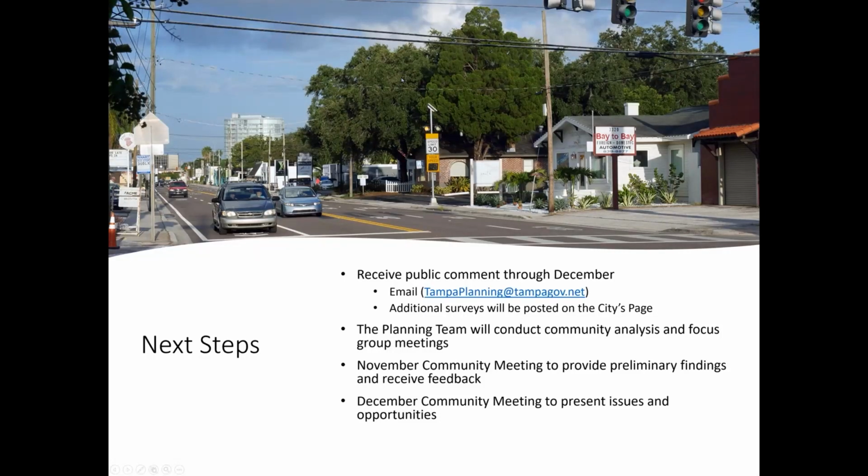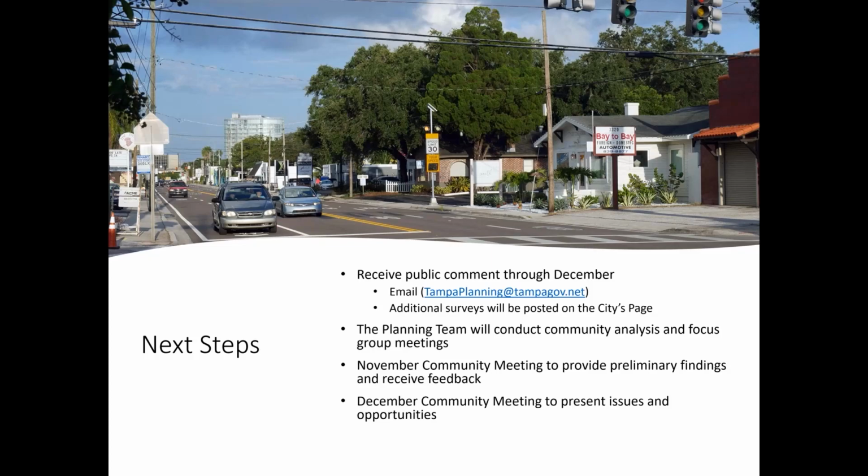Our next steps are we're going to continue to receive public comment through December. You can email tampaplanning@tampagov.net with ideas or suggestions. If you're interested in being part of our focus group or want to talk one-on-one, give us your ideas, let us know through the email. We'll be posting, as I mentioned, other surveys periodically on our webpage. The planning team will conduct the community analysis, and we'll do our focus group meetings.